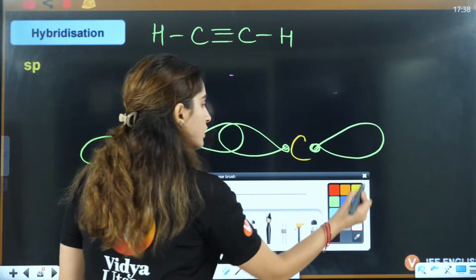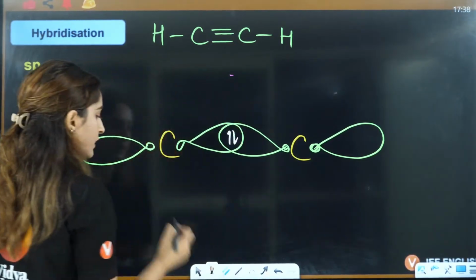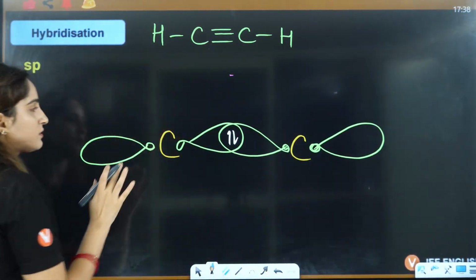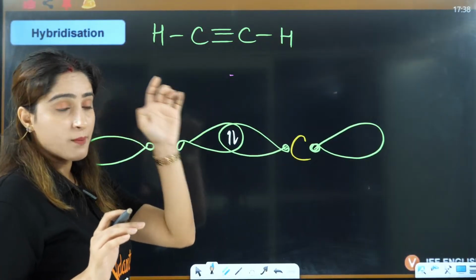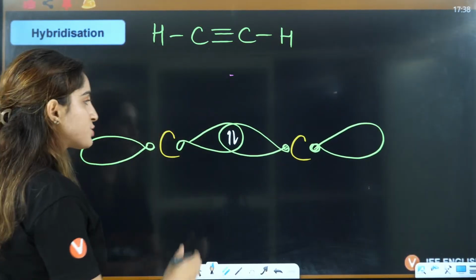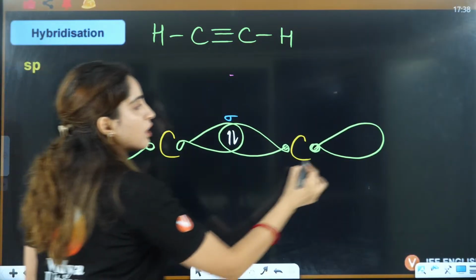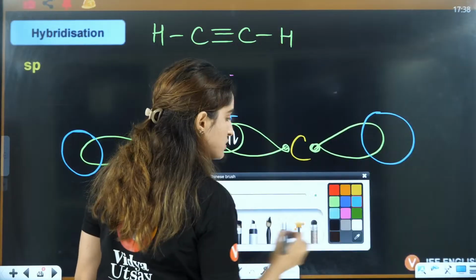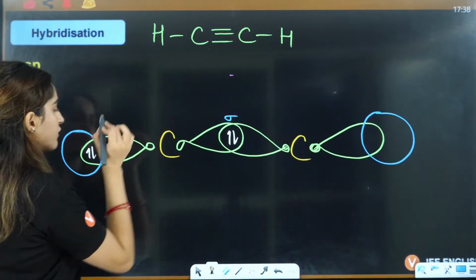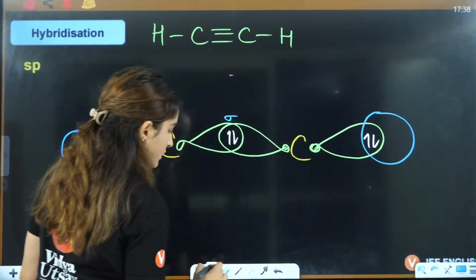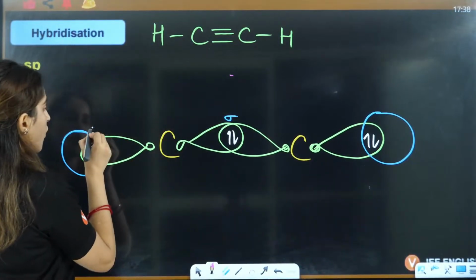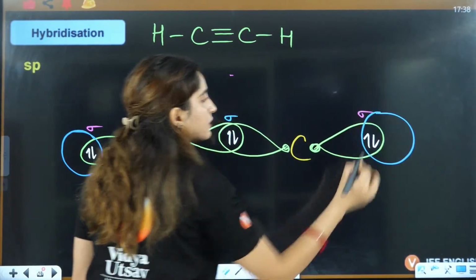Now this sp and this sp are going to combine and give you a sigma bond. This sp and the 1s of hydrogen will combine and give you a sigma bond. This will give you a sigma bond here, a sigma bond here.